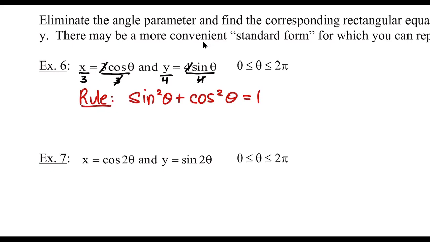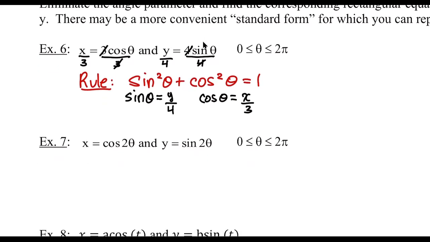So we know that, I'll start with the sine of theta. Sine of theta is equal to y over 4. Cosine of theta is equal to x over 3. So I have a direct substitution here.